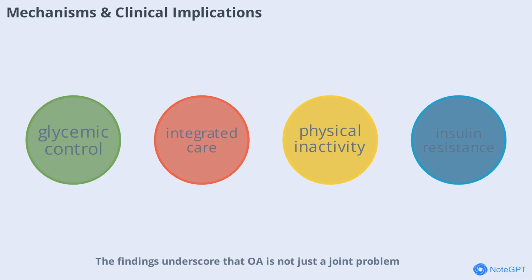Findings underscore that OA is not just a joint problem. It can be a modifiable risk factor for diabetes complications. Clinicians should recognize OA symptoms as barriers to glycemic control and consider integrated strategies that address both conditions. Future research is needed to confirm these results and develop interventions that improve outcomes for people living with both knee OA and T2DM.